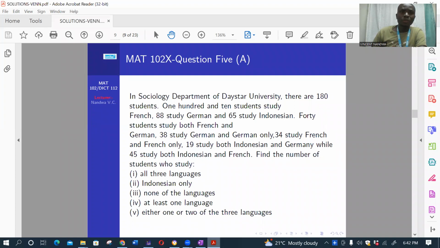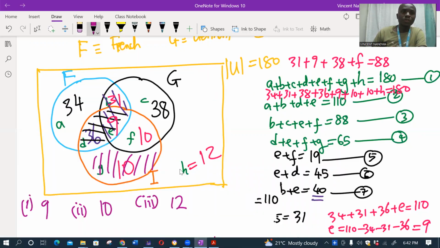At least one language. At least one language means you are somewhere within the three circles. So which is as good as taking the whole set, which is U, whose value is 180 minus what is outside, 12, you get 168. Or we could have as well added A, B, C, D, E, F, G to get the same answer, 168.